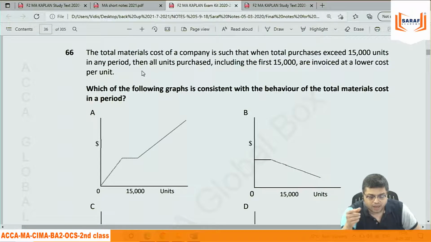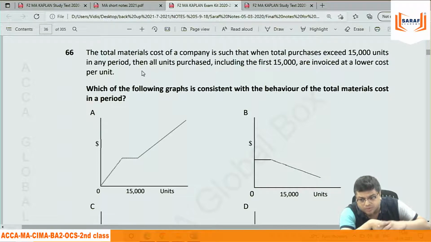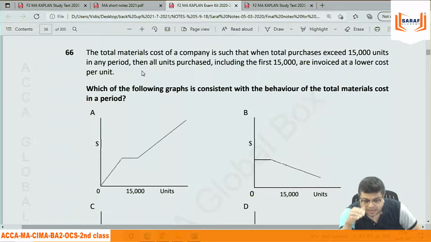Which of the following graphs is it? It is actually the question which we solved. $4 up till 350. Beyond 350 it is 10% less, but for 350 also. That's the same. For that they are asking the graph. Which of the following graphs is consistent with the behavior of the total material cost?